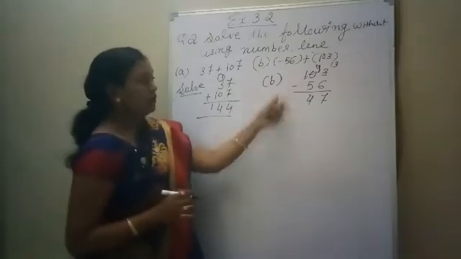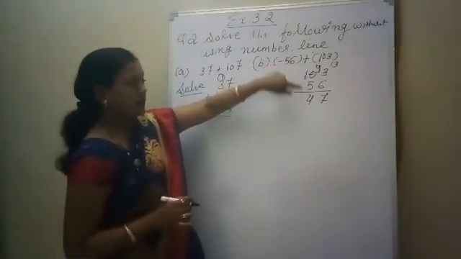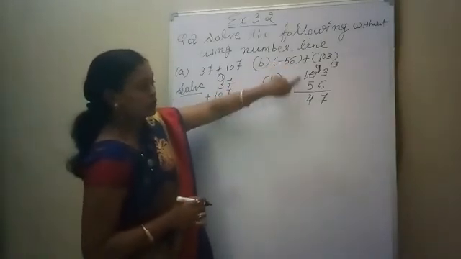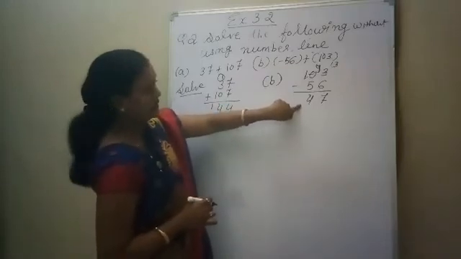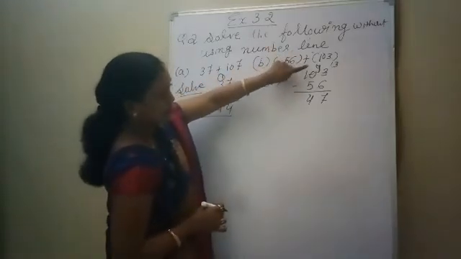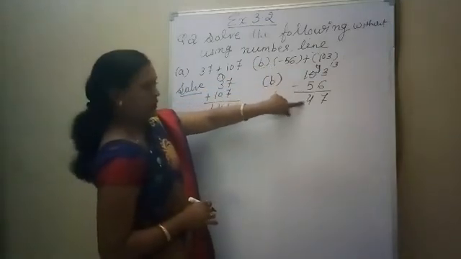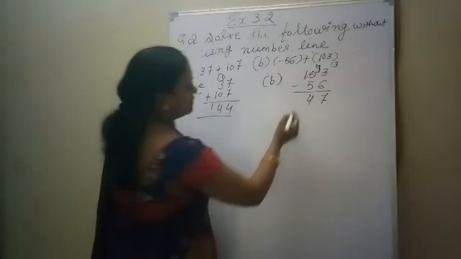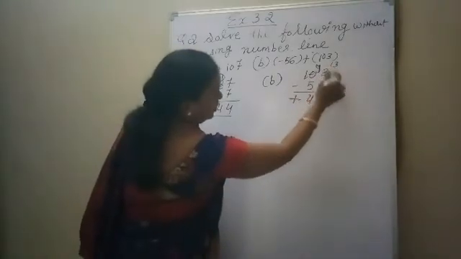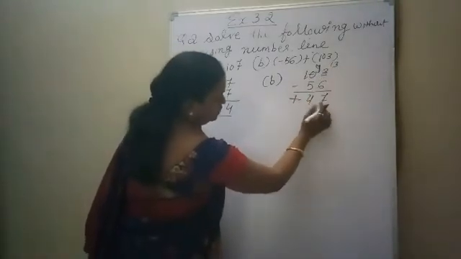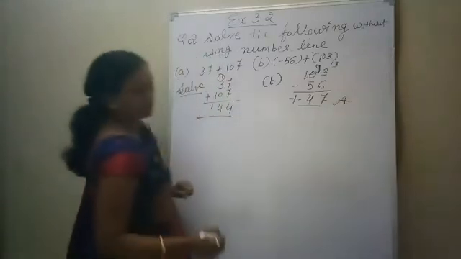But now it is an integer, so we have to show the sign of the integer. Look at here, 103 is the positive integer and minus 56 is the negative integer. So when we solve the question, we will see the sign of the bigger number. The sign of the bigger number is positive. So our answer is positive.